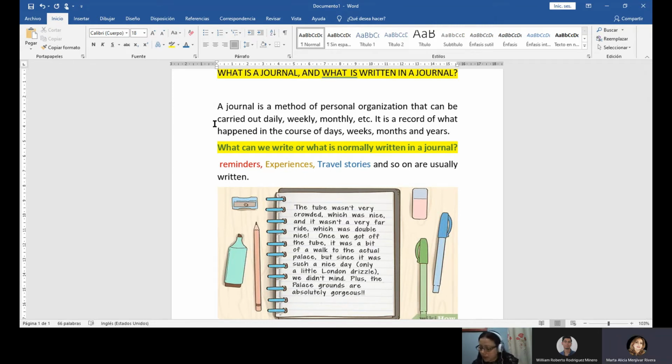A journal is a method of personal organization that can be carried out daily, weekly, monthly, etc. It is a record of what happened in the course of days, weeks, months, and years. Excellent. William, can you help us with the next question? For sure. What can we write, or what is normally written in a journal? Reminders, experiences, travel stories, and so on are usually written.